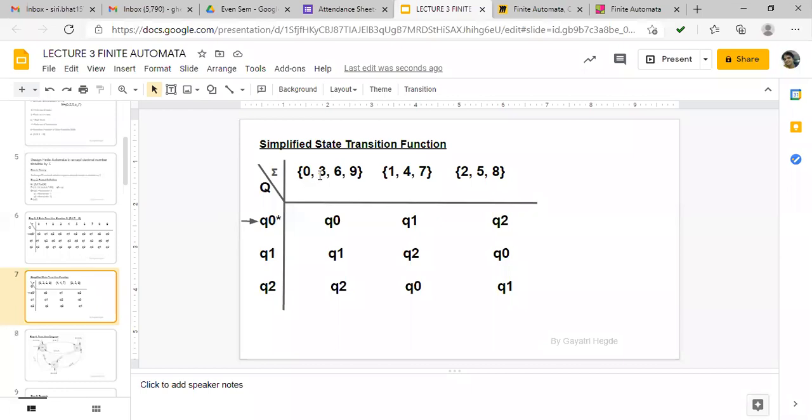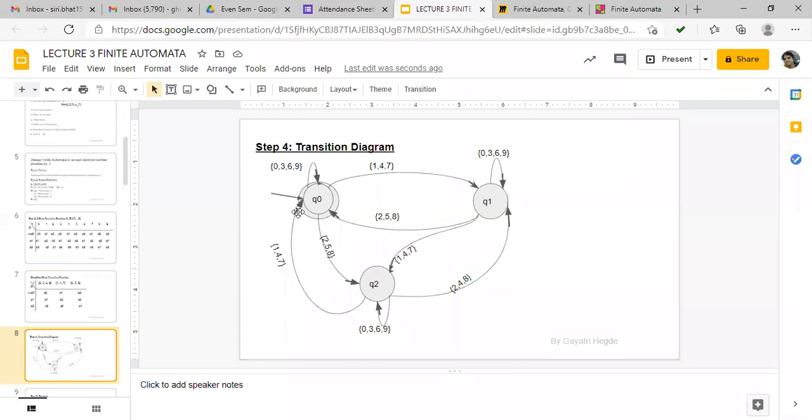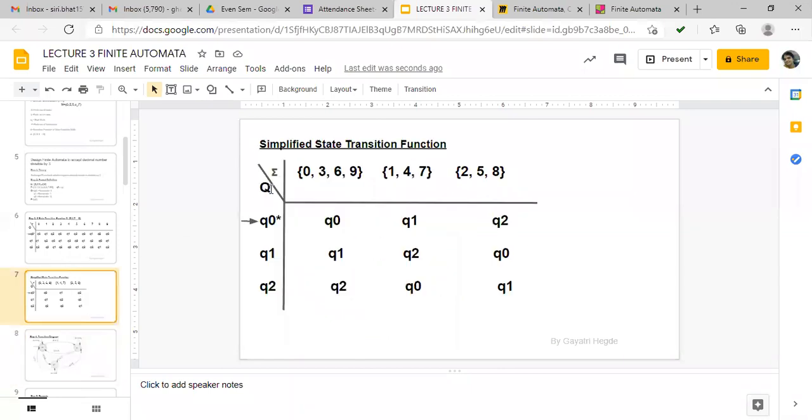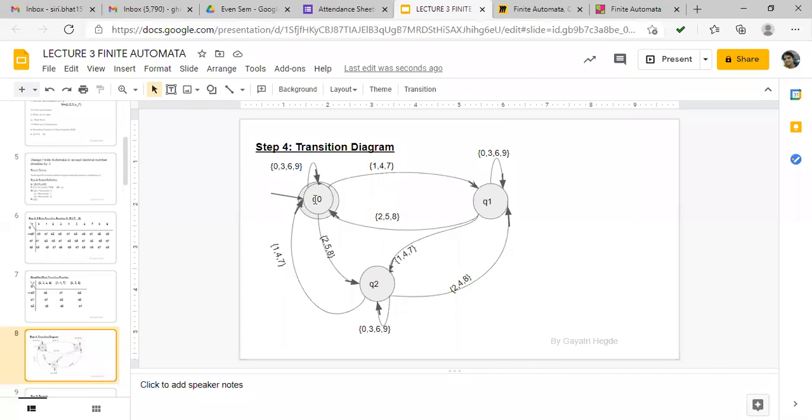Q0 on 0, 3, 6, 9 goes to Q0. Q0 goes to Q0 on 0, 3, 6, 9. Q0 goes to Q1 on 1, 4, 7. This is how we completed this diagram.